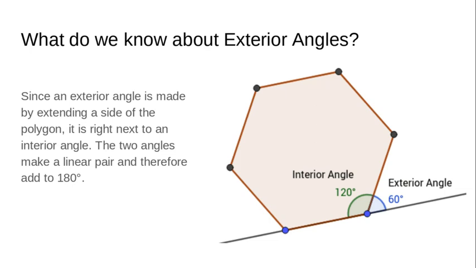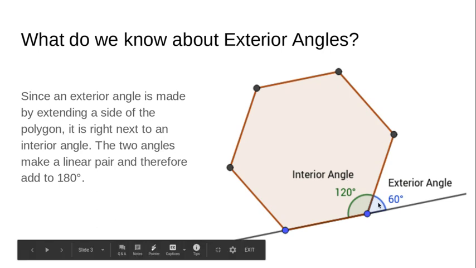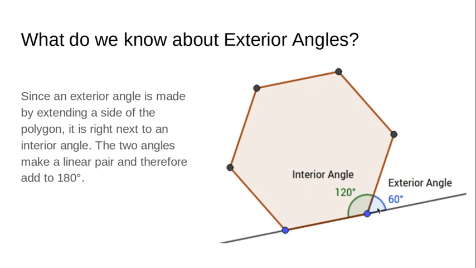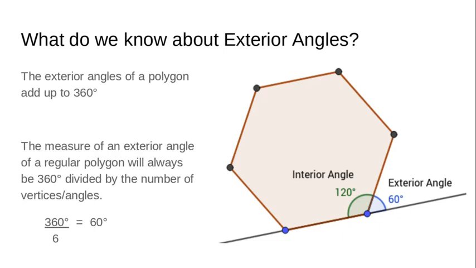What do we know about exterior angles? Well, we know what I just said, that the interior and the exterior angle together make a half a circle. And so they are going to add to 180 or be supplementary, the interior angle and the exterior one that are right next to it. What else do we know? Well, the exterior angles of a polygon, all of them, are going to add up to 360 degrees.